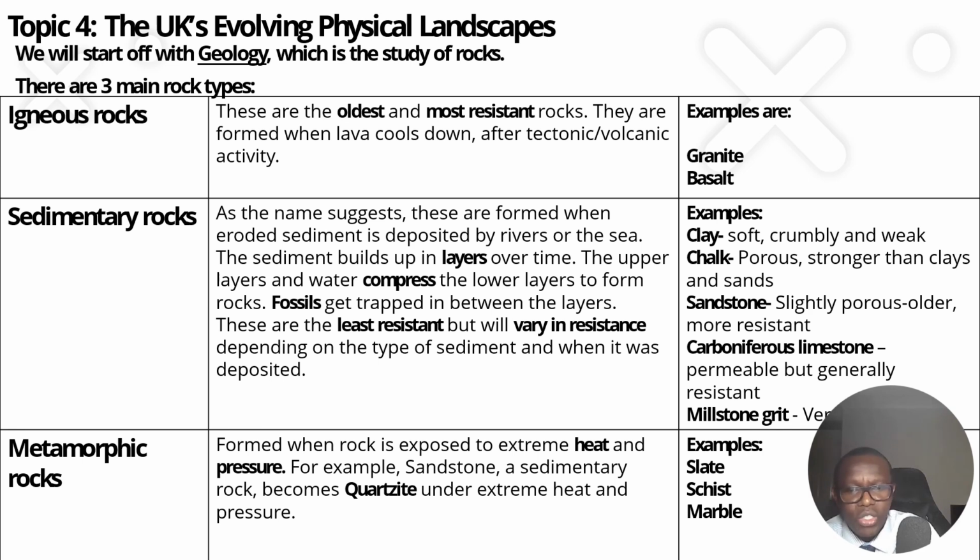And moving on to the next type of rock, the metamorphic rocks are formed as a result of extreme heat and pressure. For example, sandstone, which is a sedimentary rock, becomes quartzite when exposed to extreme levels of heat and pressure. You have the examples again on this slide: slate, schist, and marble.